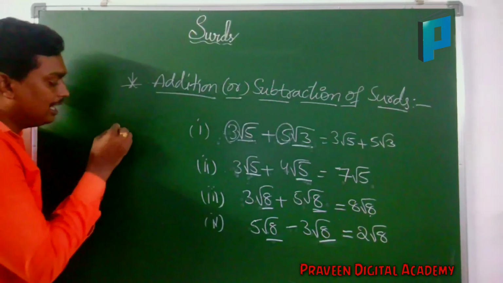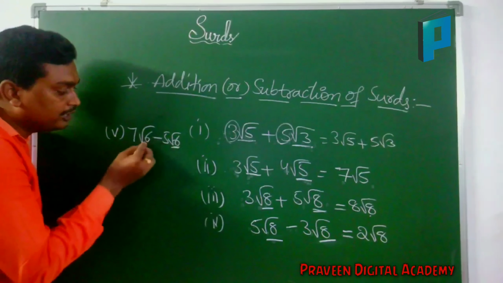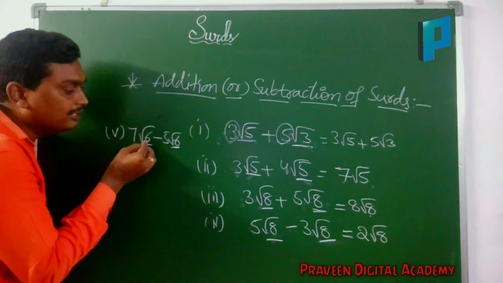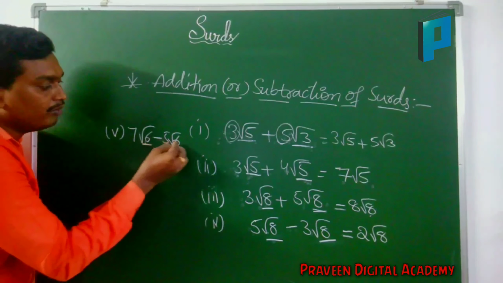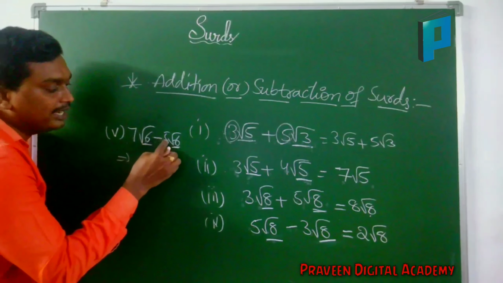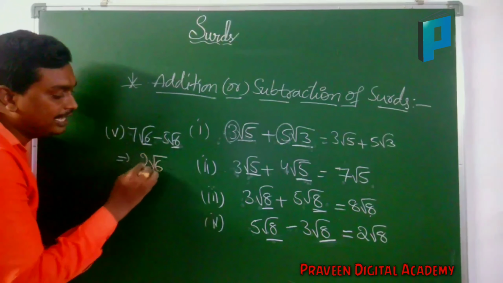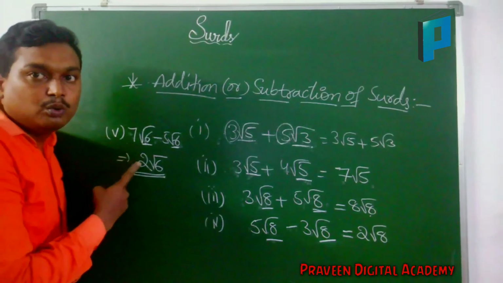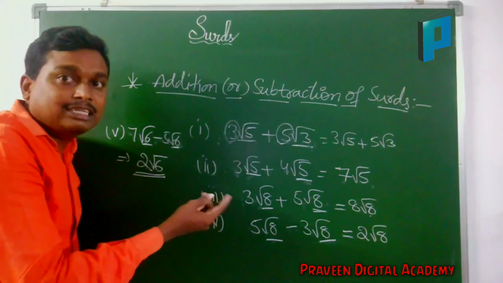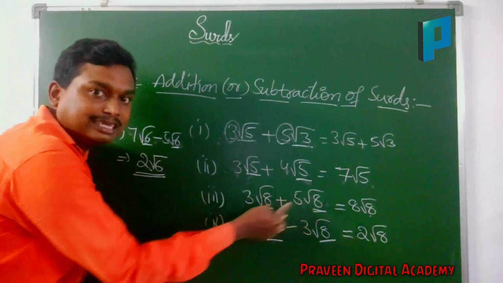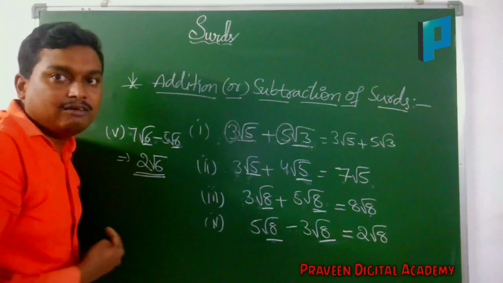If you are having 7 root 6 minus 5 root 6, here root 6, root 6. If the root values are similar, then only we can subtract or add the rational factors. What will we get here? 7 root 6 minus 5 root 6. Here the root value is the same, so we will get root 6 only. 7 minus 5 is 2. What is the answer we will get? 2 root 6. In this way, we will add or subtract surds. Whenever the root values are the same, we can add or subtract the rational factors.